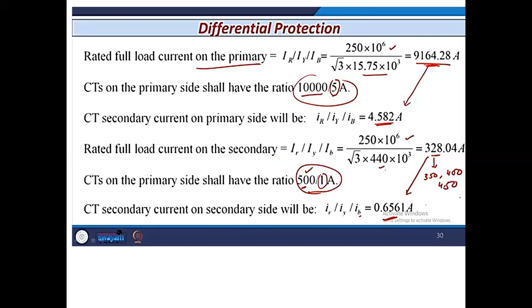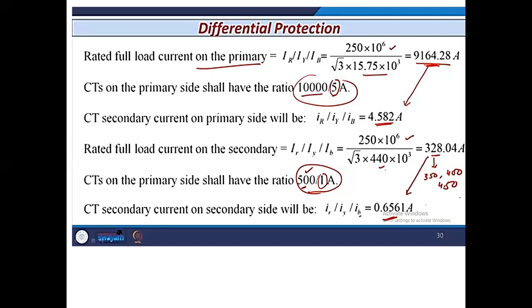Okay, so one point, these two currents are not equal. These two currents have to be given to the differential relay, and the relay works properly only when these two currents are equal, both in magnitude as well as phase. So that's why we have to introduce the interposing current transformer.